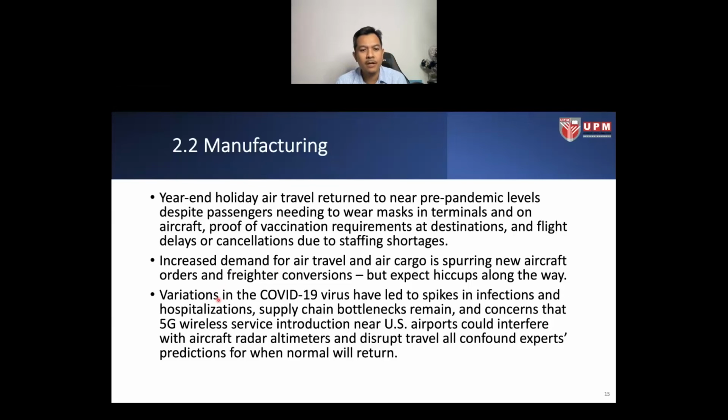Okay. In terms of variation in COVID-19, recently we heard there's a new variant of COVID-19 which has led to spikes in infection and hospitalization. The supply chain bottlenecks remain, and there is concern that 5G wireless service introduction near US airports could also interfere with aircraft radar altimeters and also disrupt travel, all confounding expert predictions for when normal will return.